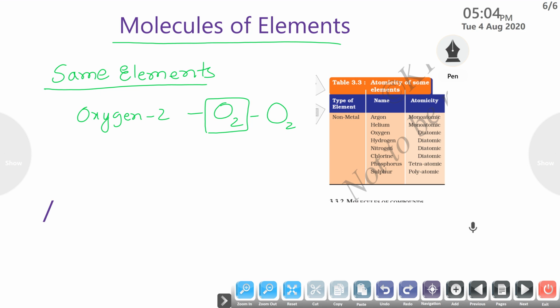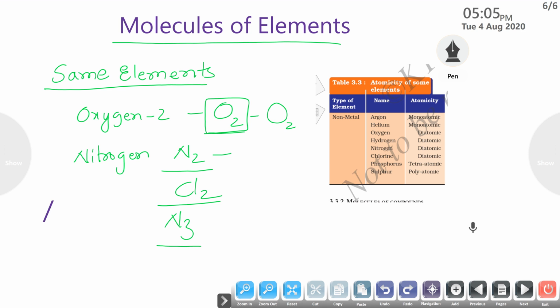The next example is nitrogen, which we can write as N2. Next, Cl2, and N3. These are some of the examples of molecules of elements. A molecule of an element is constituted of the same type of atom, here O2, N2, Cl2 and N3.